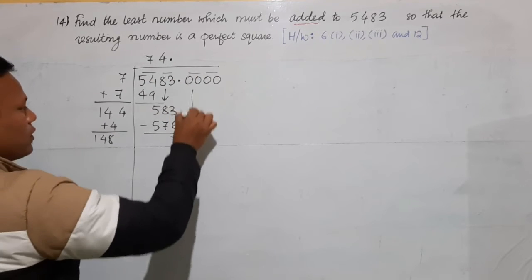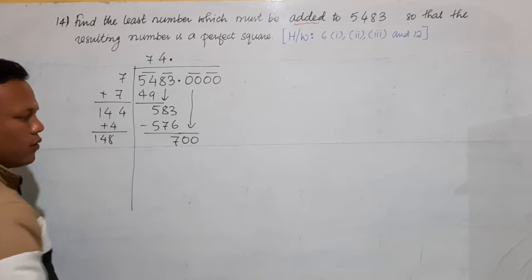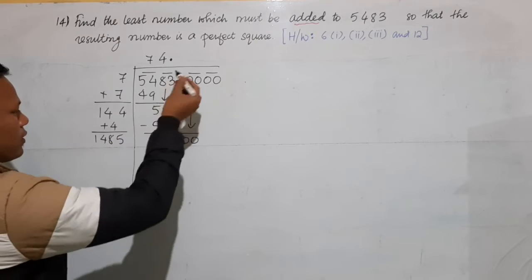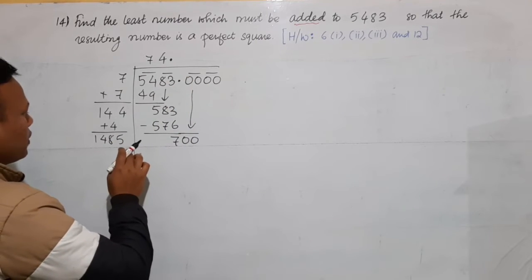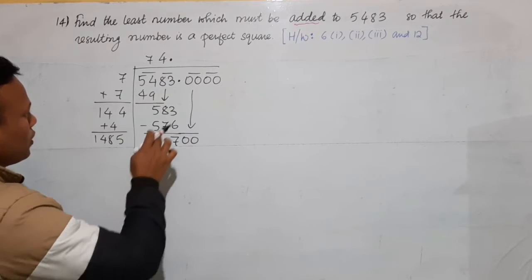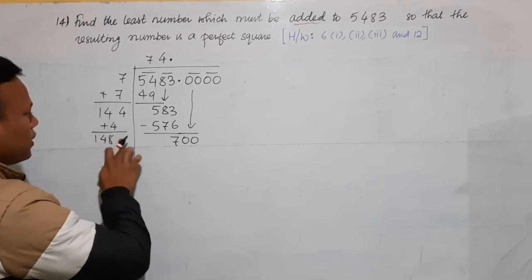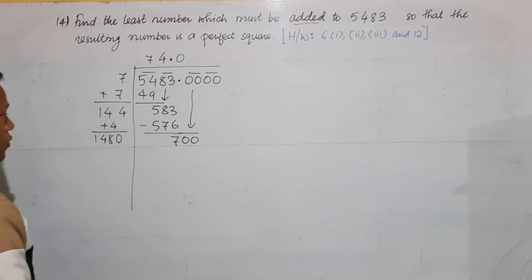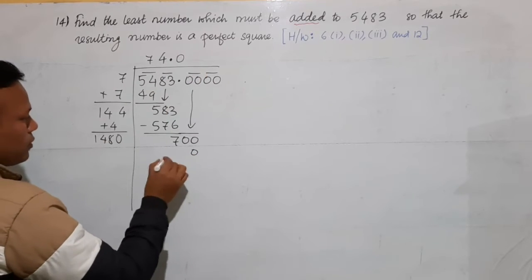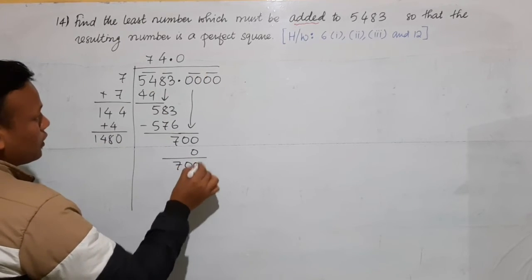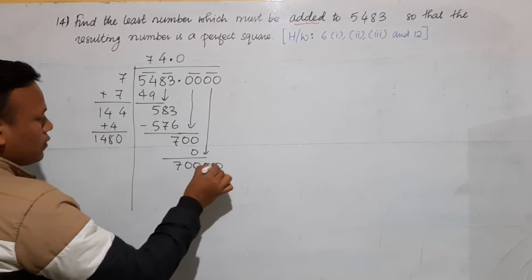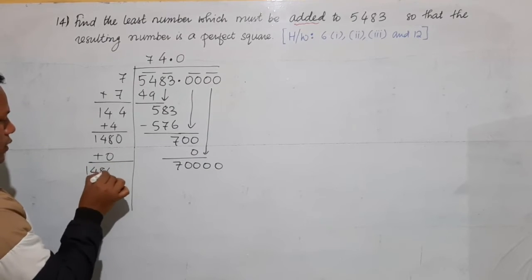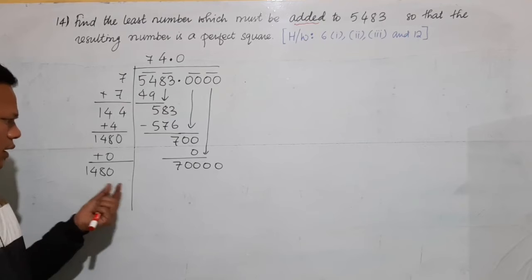Bring down these zeros, so 700. How many times? 6 times? Let's try 5 times. Just wait a minute. I'm sorry, for this 700 we have to write 0 times. So when you do 0 times, it becomes 700. These two zeros come down, so it is 70,000. Add 0 to this, and you get 1480 only.